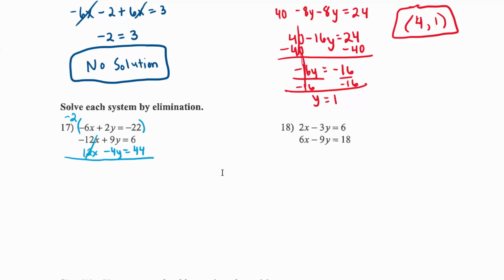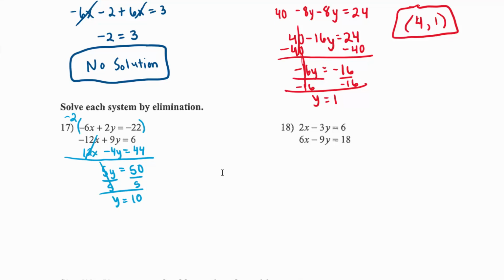And so the x's cancel. 9y minus 4y is 5y. 6 plus 44 is 50. And then we divide both sides by 5 and get y equals 10. See, that was really easy to get our first answer.